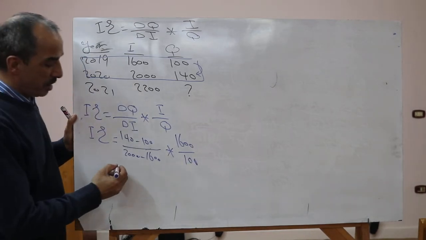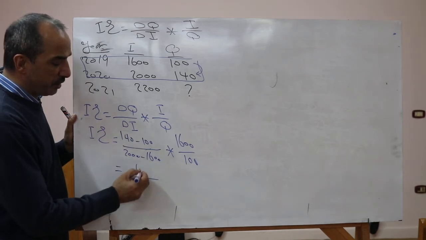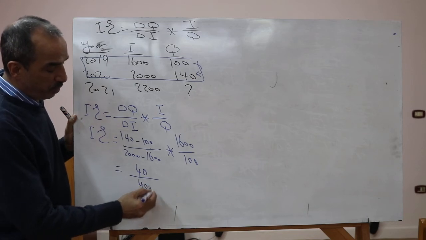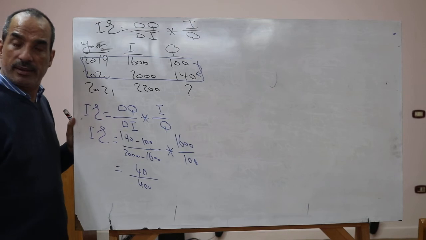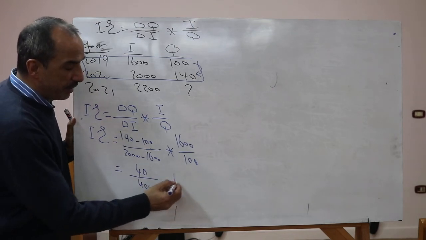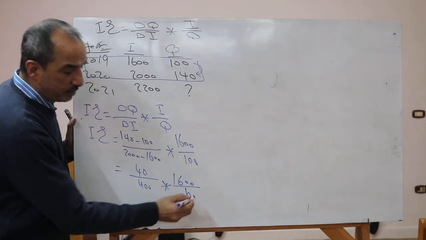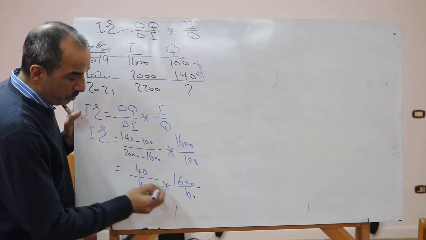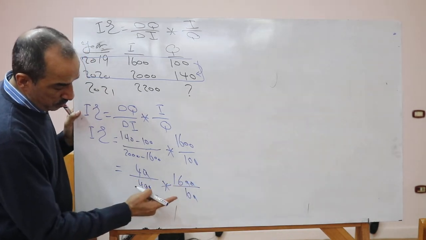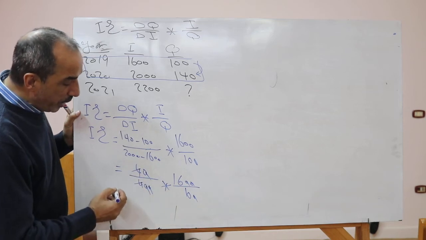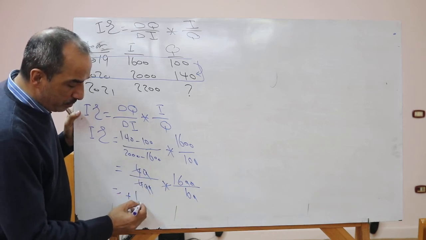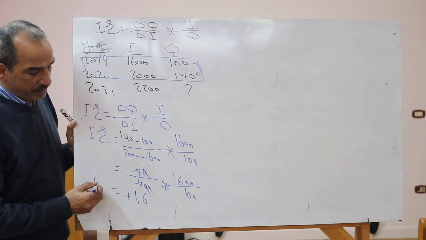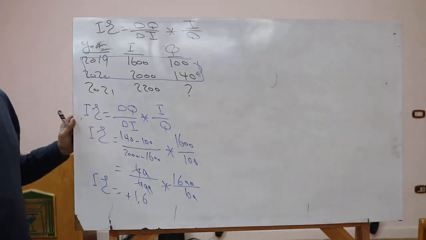This meaning 40 over 100 times 1,600 over 100, which equals positive 1.6. This is the income elasticity.